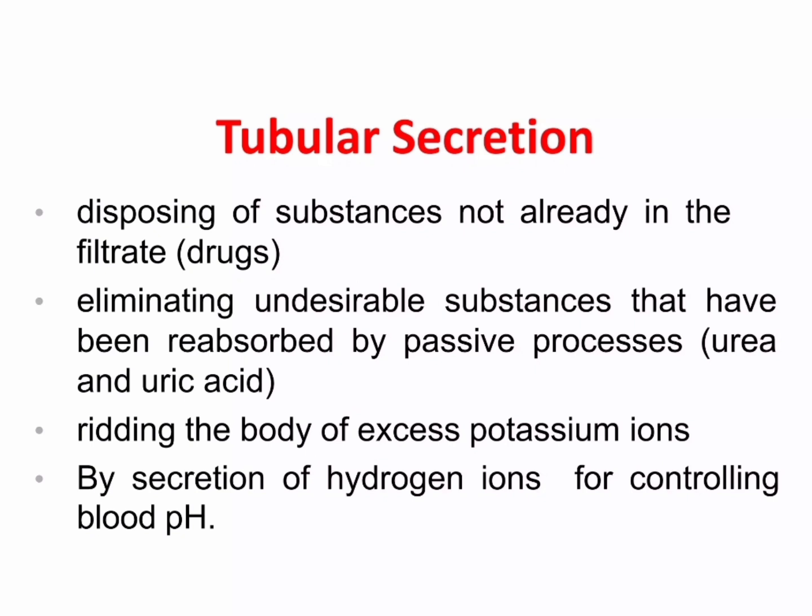Next is tubular secretion: disposing of substances not already in the filtrate, that is drugs; eliminating undesirable substances that have been reabsorbed by passive processes, that is urea and uric acid; and ridding the body of excess potassium ions, along with secretion of hydrogen ions for controlling the blood pH.